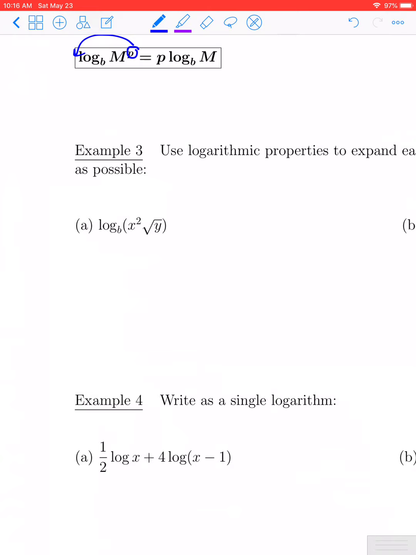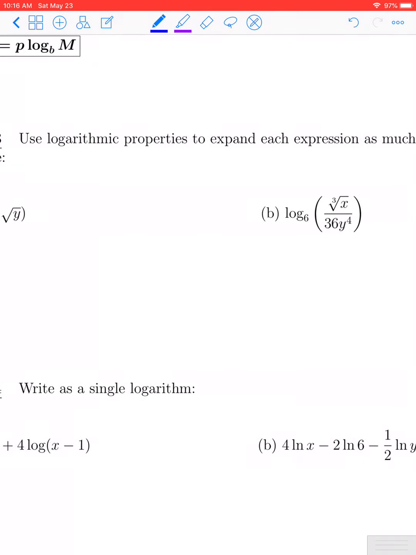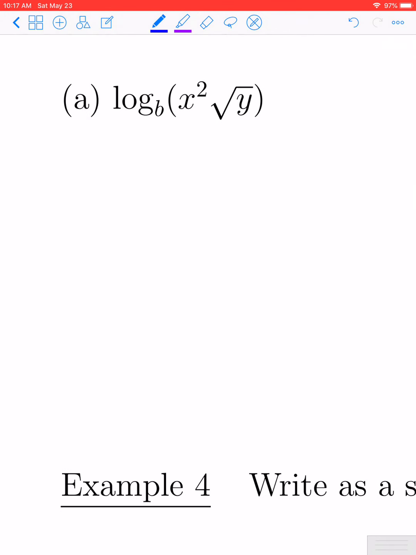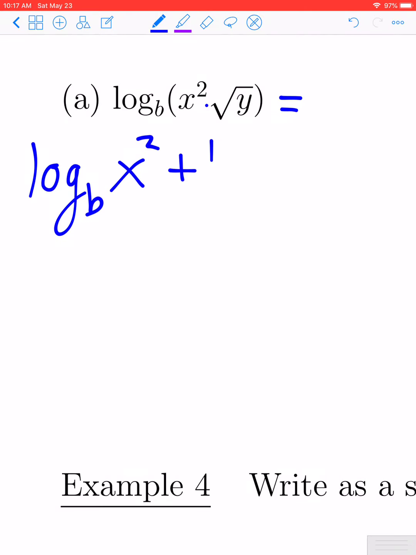In example 3, they ask us to use properties of logarithms to expand each expression. When we're expanding, that's taking a single log and breaking it apart into multiple pieces. To do this, let's go through and highlight each step. First thing we notice is we have log base b of x squared times the square root of y. That's a product. So according to the product rule, this would be log base b of the first term, x squared, plus log base b of that second factor, square root of y.